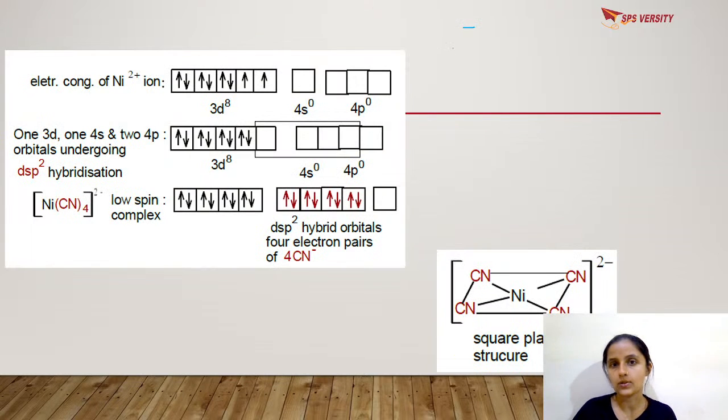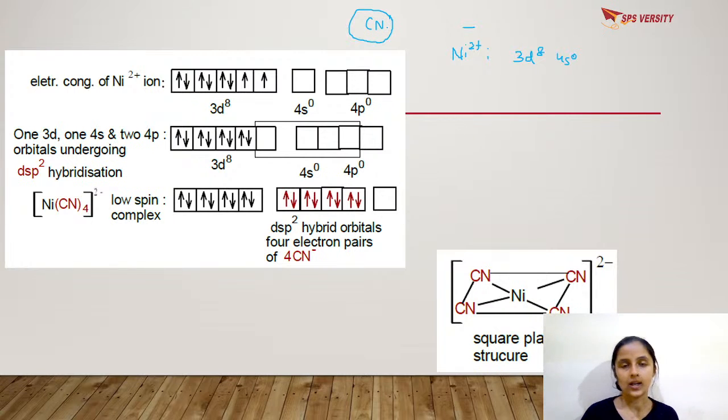In this complex, if you see, nickel has a 2+ charge. That means the configuration will be just 3d8 4s0. And cyanide being a strong ligand, you always have to think of these ligands. The cyanide and the carbonyl are considered strong ligands, and all the halogens are considered weak ligands, and ammonia and water are moderate ligands. Depending on the situation, they change into strong and weak.